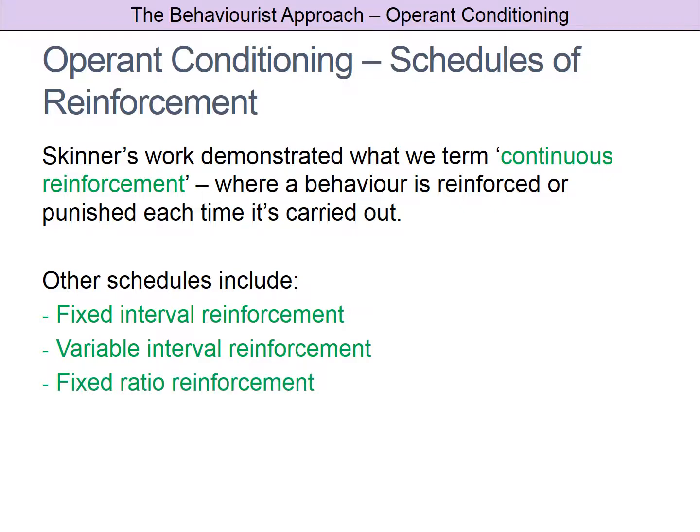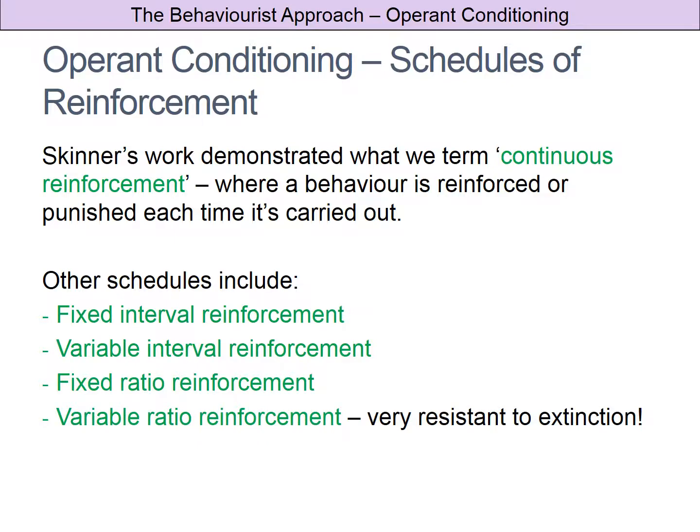Then we have fixed ratio reinforcement. So this is about the number of times that a behaviour is carried out. So for example, the reinforcement or the punishment will occur every time a behaviour is carried out 10 times. And after the 10th time, you get the consequence.